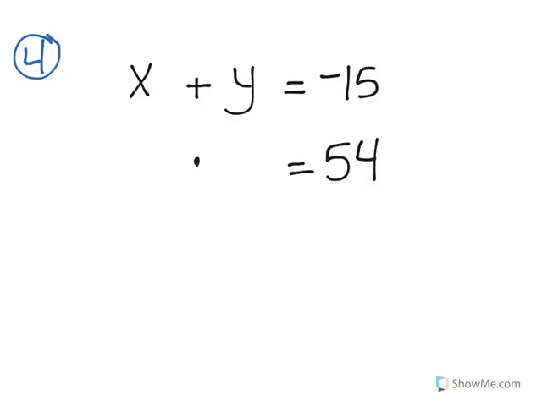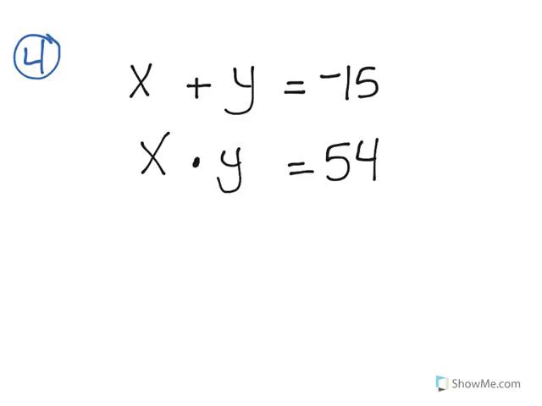Now we're going to take a look at question number 4, which states that the sum of two integers is negative 15. So sum is addition, and we know that two numbers are going to equal negative 15. So I'm going to place variables in this equation to stand for those two numbers. So an unknown number x plus an unknown number y equals negative 15. The question continues by stating that the product of the two integers is 54. So product is referring to multiplication. So x plus y equals negative 15 and x times y equals 54.